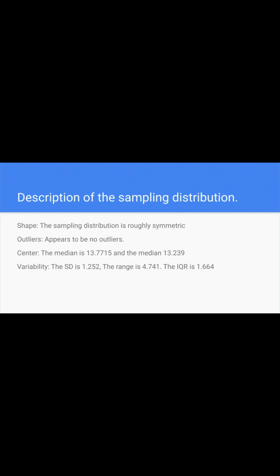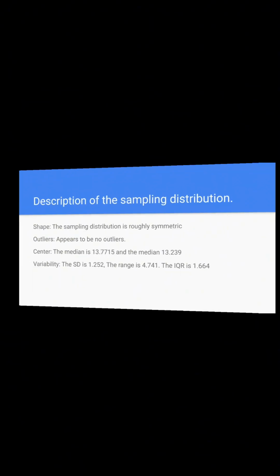For our center, the median is 13.7715, and although it says median also, it means this is our mean, and our mean is 13.239. Variability: the standard deviation is 1.252 and the range is 4.741. The IQR is 1.664.